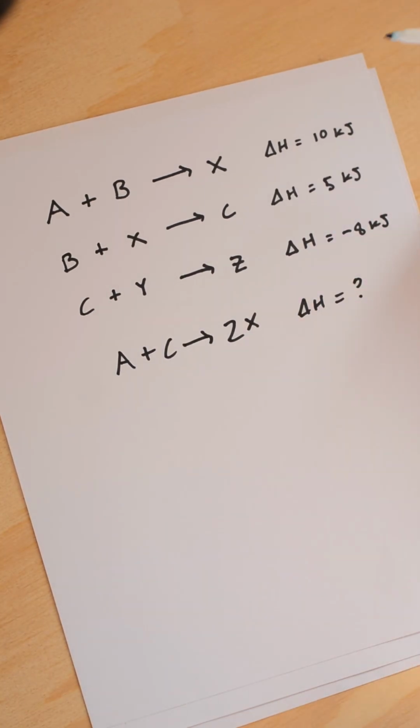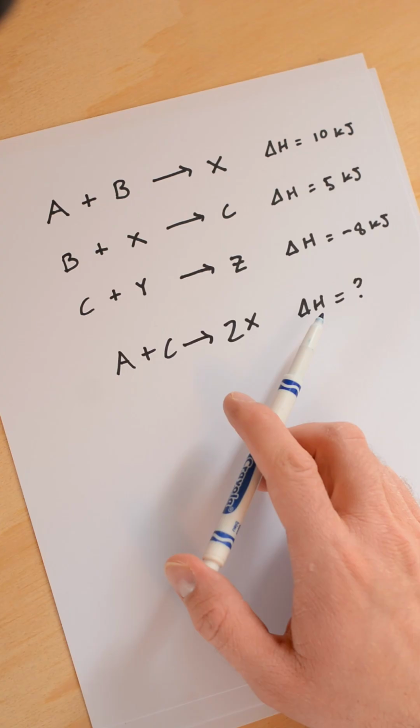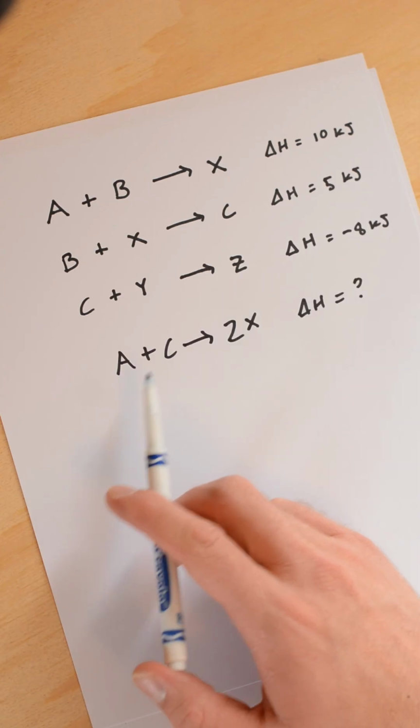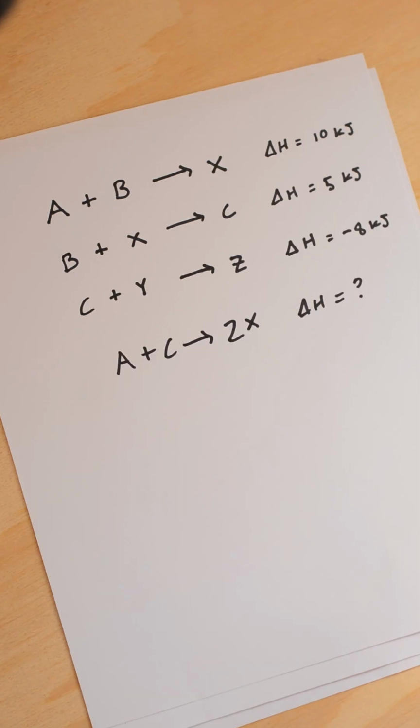Sometimes we see examples like this. They say, hey, here's 3 equations. A plus B produces X, requires 10 kilojoules of energy. B plus X produces C, requires 5 kilojoules. And C plus Y produces Z, and will release 8 kilojoules of energy. Given this information, can you tell me how much energy is absorbed or released when A reacts with C to produce 2X? And so this becomes another question of where's the energy coming from?